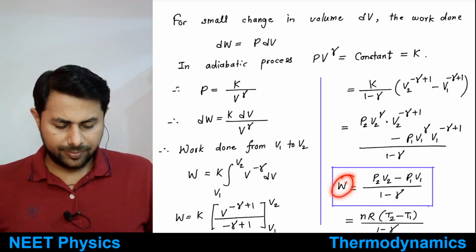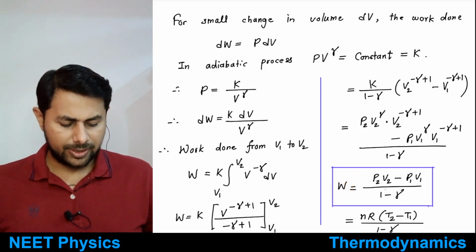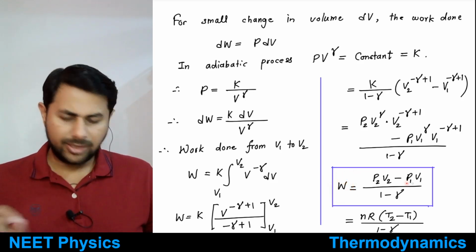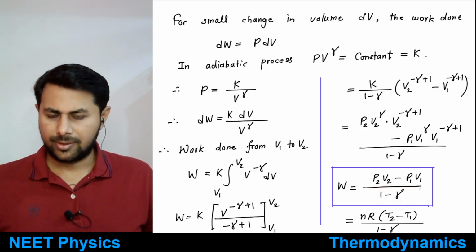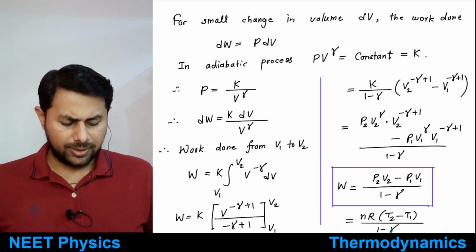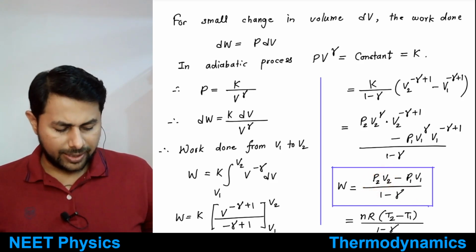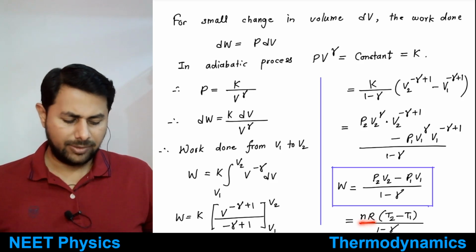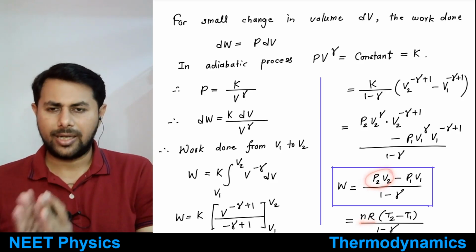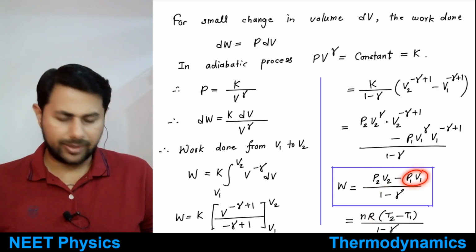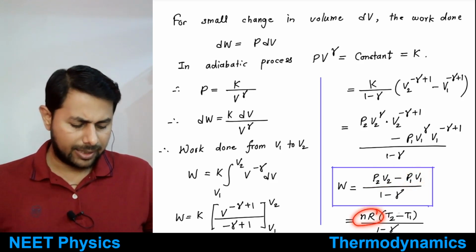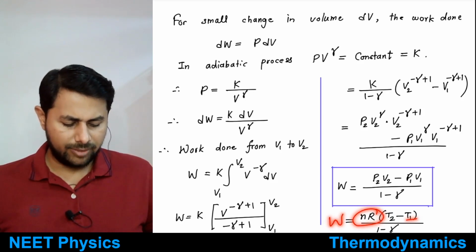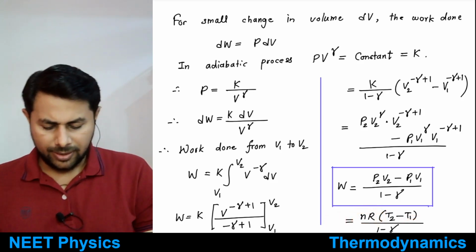So work done in the adiabatic process is equal to P2 V2 minus P1 V1 divided by 1 minus gamma, right? And you can always make use of PV equals nRT, and you can write this as nR times T2 for P2 V2, and nR times T1 for P1 V1. So nR can be taken out, so it is nR times T2 minus T1. This is the work done, right?